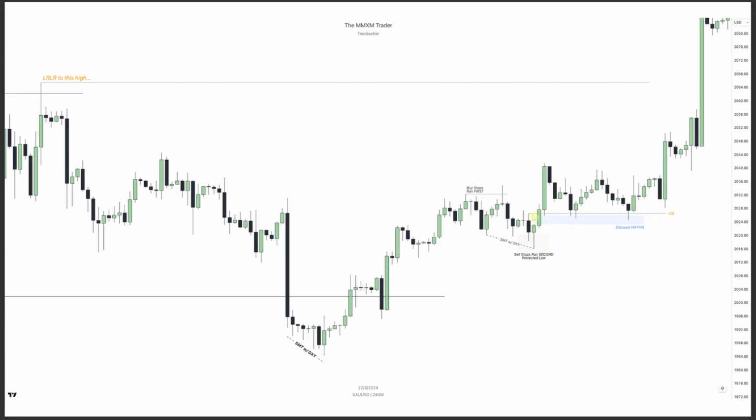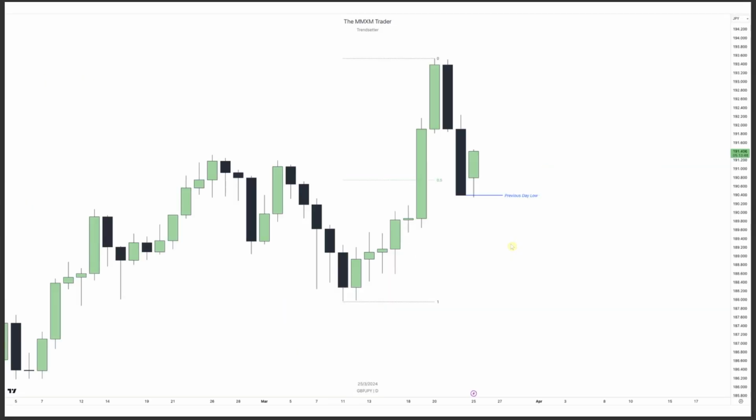Yes, right, because we have a discount fair value gap coupled up with that high probability order block. So we know that because this is highly likely to be a protected low, you can put your stop loss below that order block and enter from that discount fair value gap. Right, so let's head in on the next example over here.